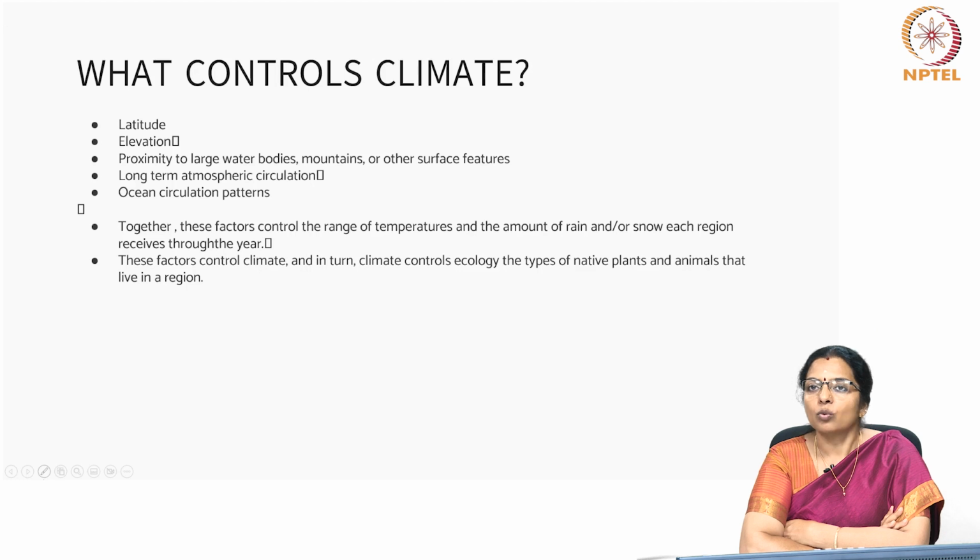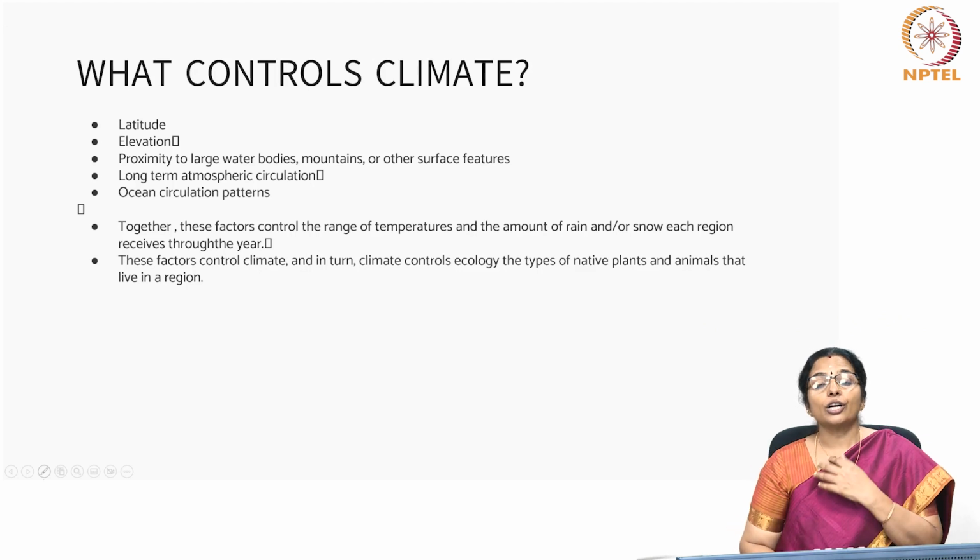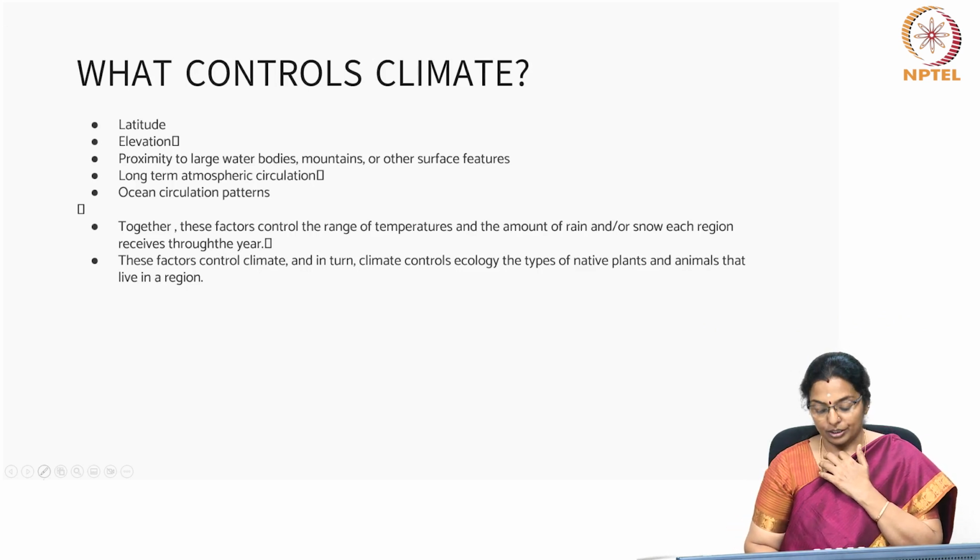All these things work together to decide how hot or cold and how rainy or snowy or arid a place can get. And that in turn affects what plants and animals can live there. So climate actually controls a lot in a region.